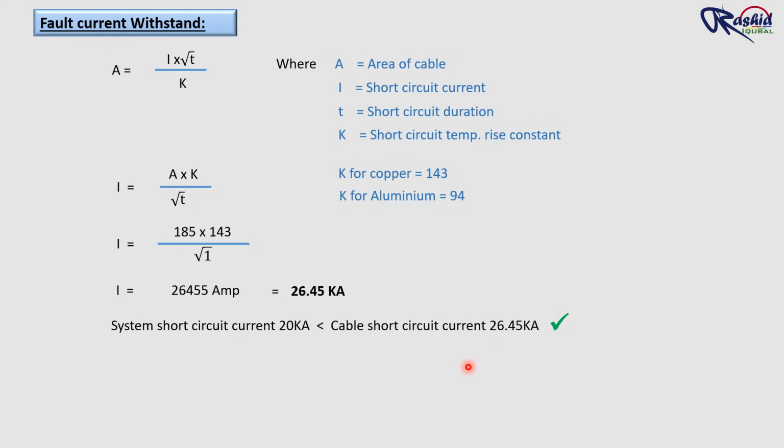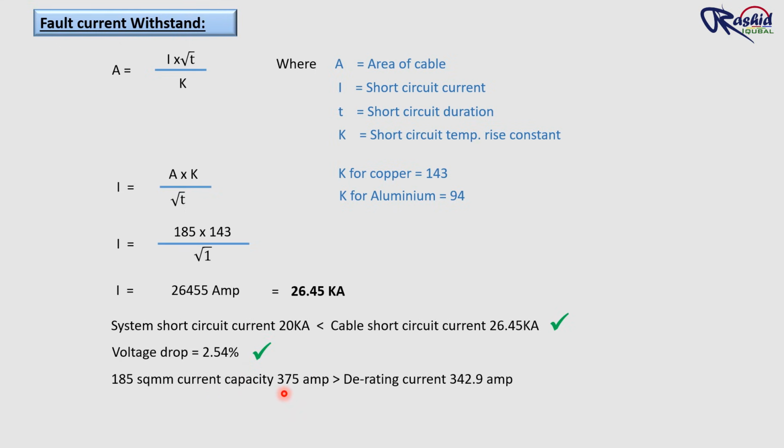And previously we calculated voltage drop, it was 2.54%. This also satisfies our criteria. And the 185 square mm current capacity is 375 ampere. That is more than the derating current we calculated, 342.9 ampere. So the current capacity is more than this derating current, and that also satisfies this criteria. So finally, the selection of 185 square mm copper XLPE SWA PVC cable is perfect. So we can use this size of cable.